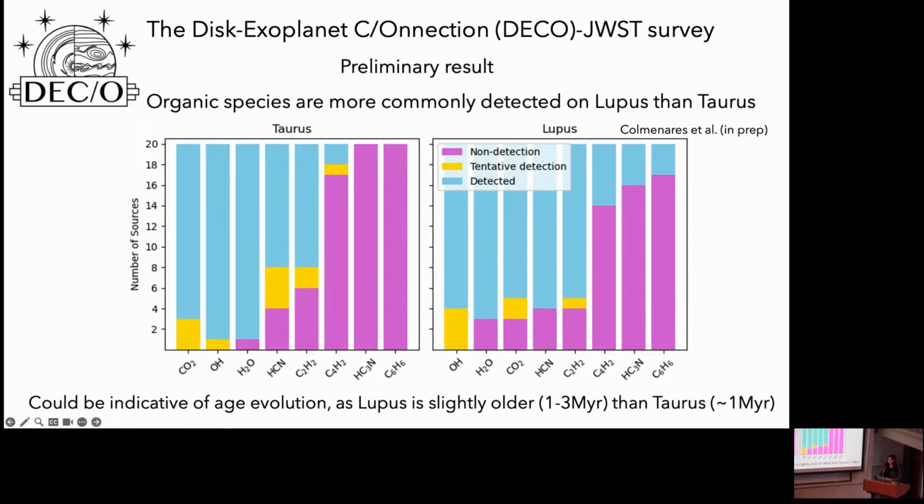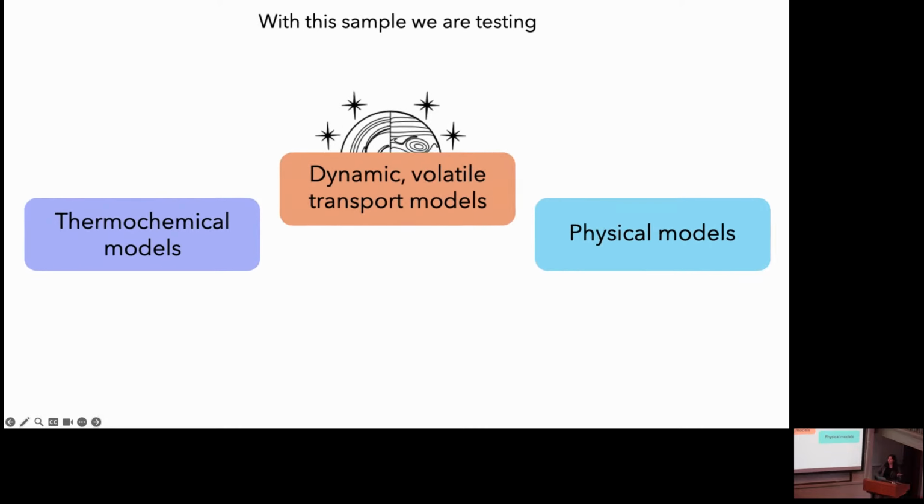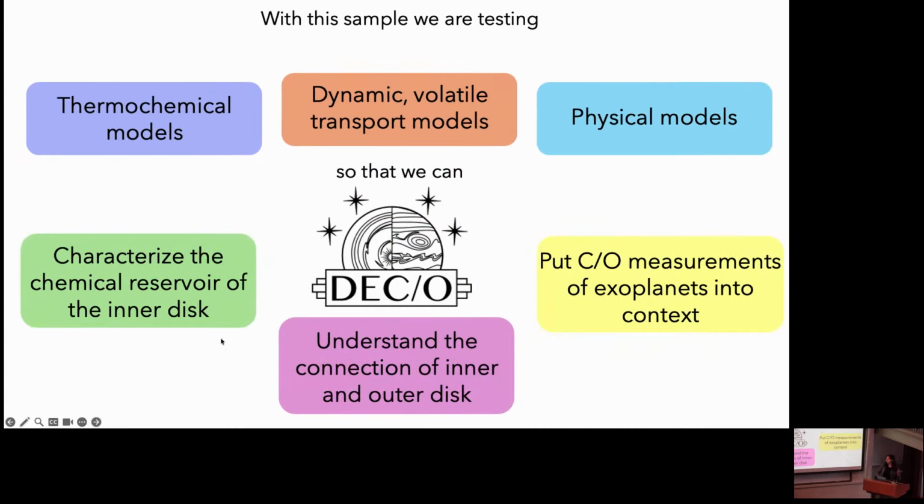But overall, this program will allow us to test thermochemical models from which we'll derive C/O ratios, also dynamical volatile transport models and physical models. We hope to be able to characterize the full reservoir of the inner disk, understand the connection of inner and outer disk, since we also have C/O ratios from the outer disk with ALMA, and put the measurements of the C/O ratio in exoplanets into context. And that's my final slide.